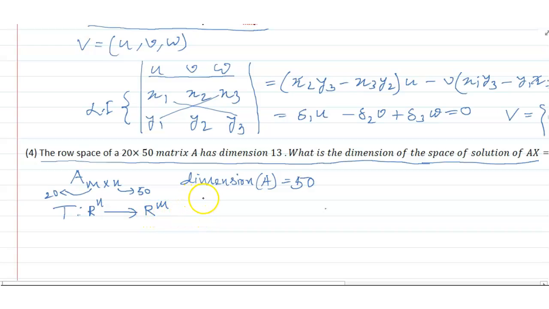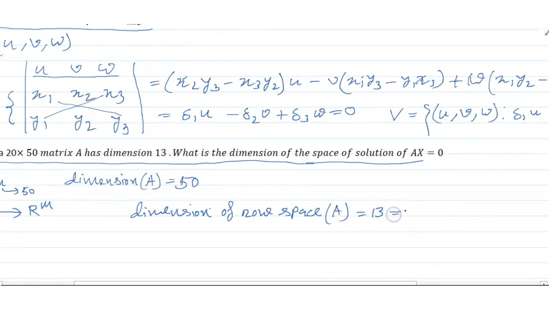So T such that R to the power n tends to R to the power m, here the dimension of the row space equals 13, that means it is the rank of A.